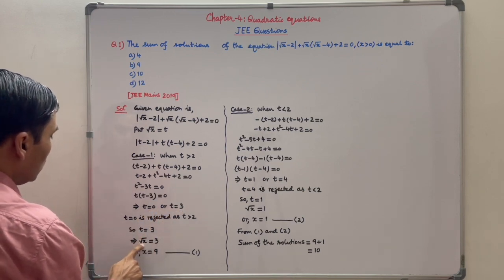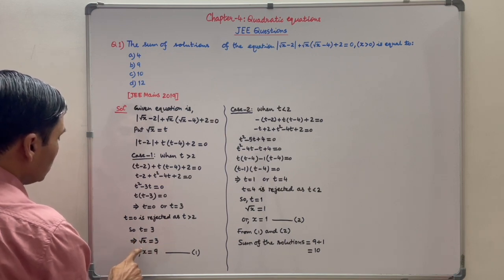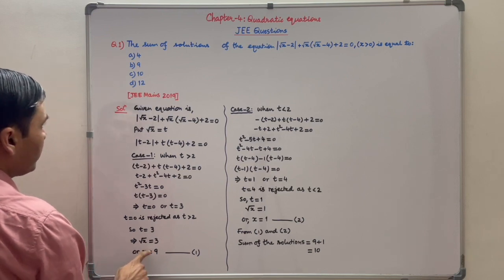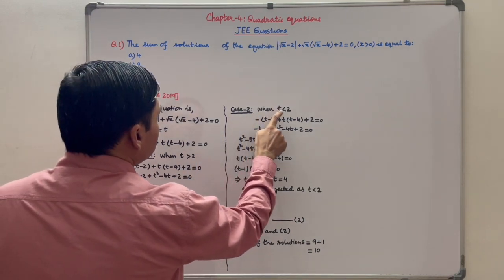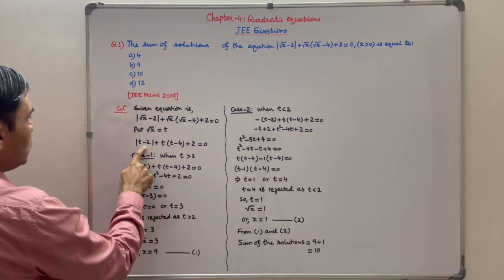T is equal to root x. So root x is equal to 3. Square both the sides. So x is equal to 9. This is the solution in this case. Case 2. When t is less than 2. When t is less than 2, mod t minus 2 will be written as minus t minus 2.